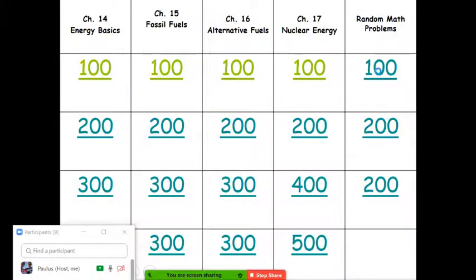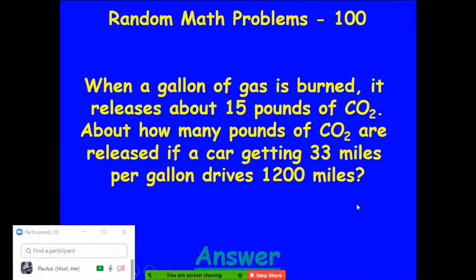Our first math problem. When a gallon of gas is burned, it releases about 15 pounds of CO2. About how many pounds of CO2 are released if a car getting 33 miles per gallon drives 1,200 miles? We did a warm-up question that was similar to this. Same idea, same logic, same type of setup.